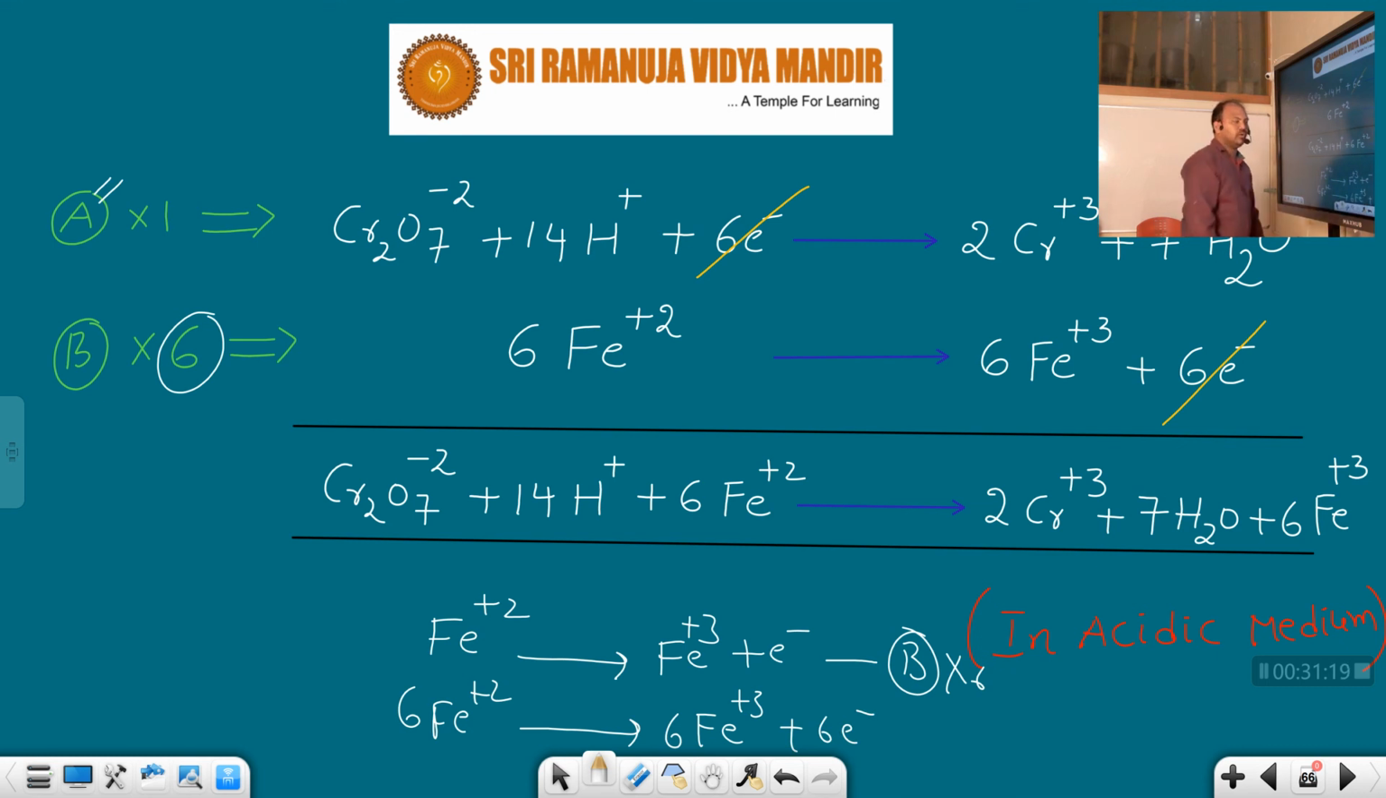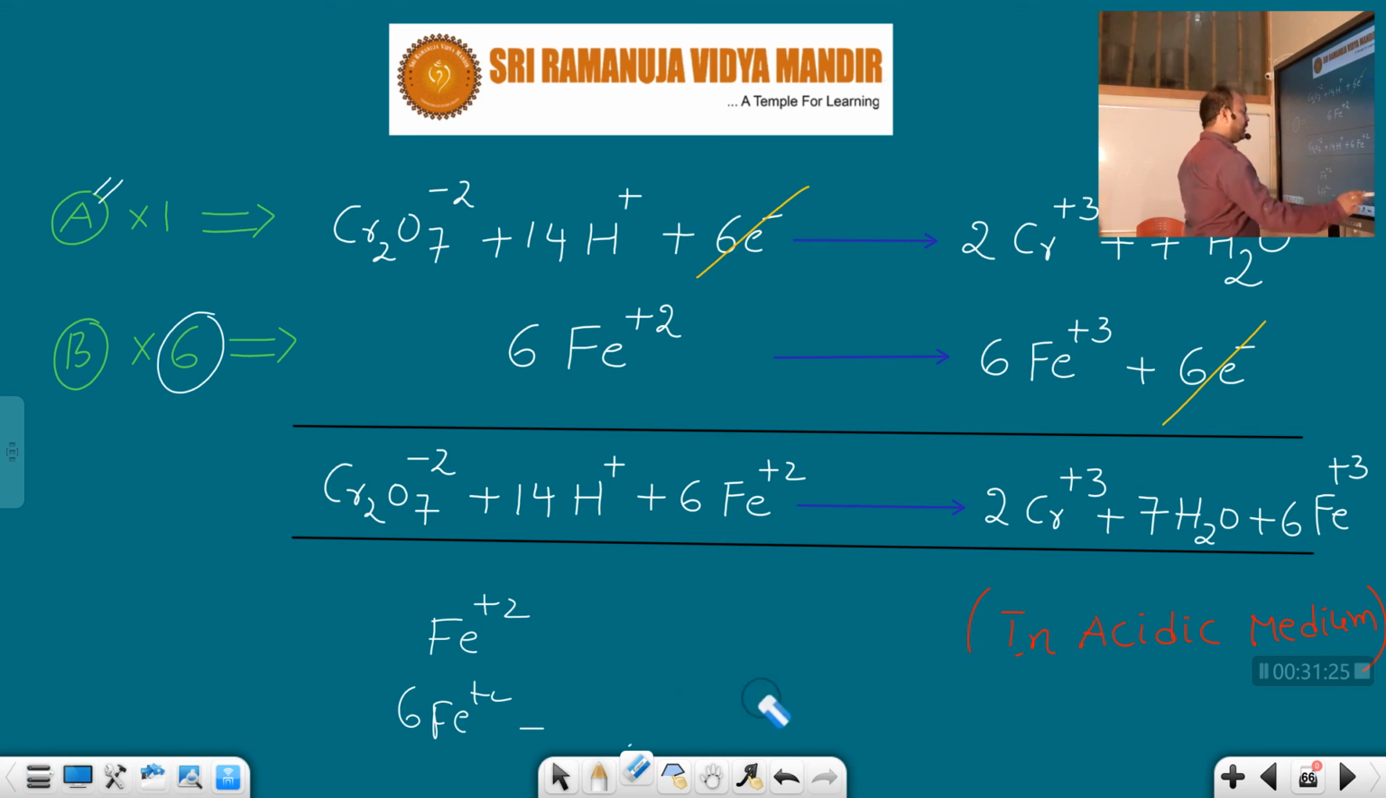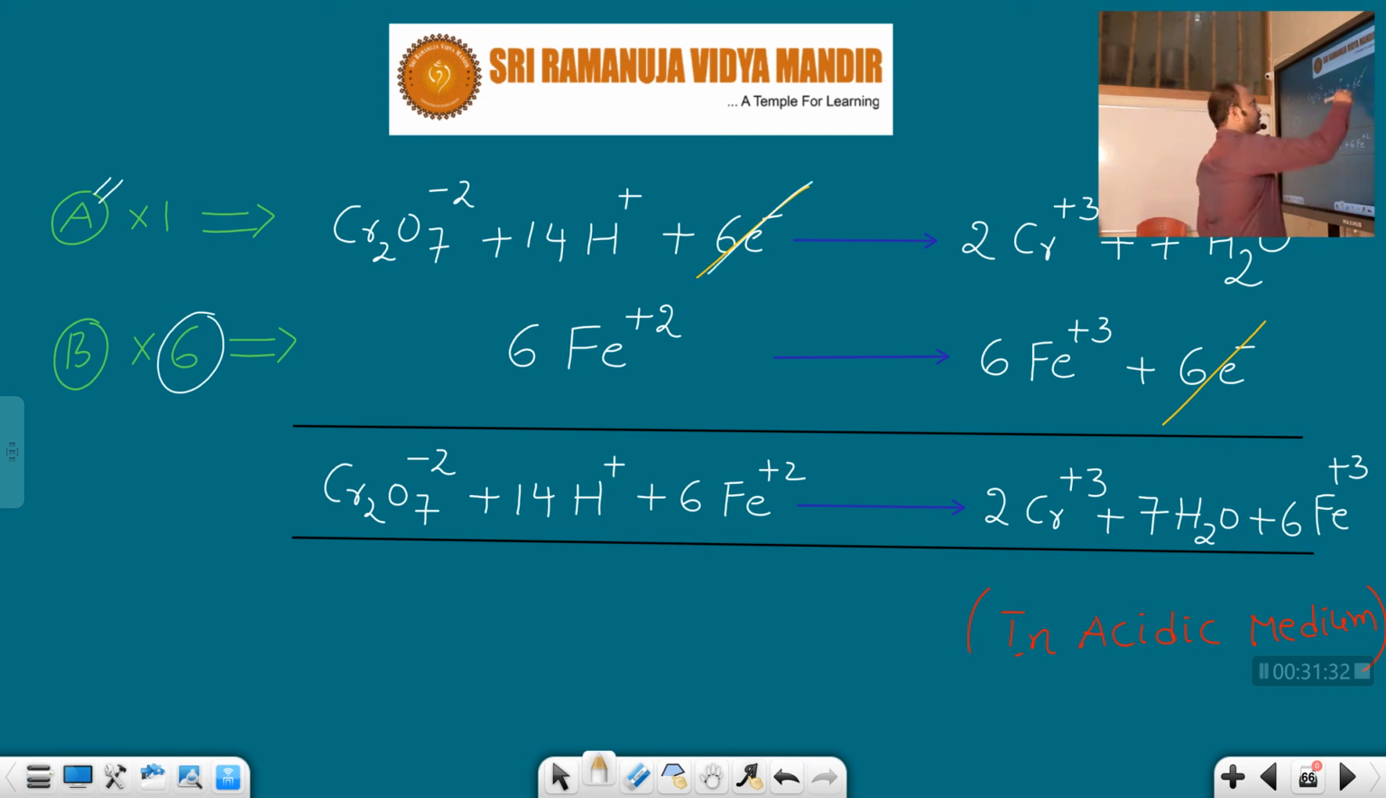If you are balancing like this, what will happen? Electrons are cancelled out with each other. We neutralize the electrons; that is the purpose of multiplying like that. So here 6 electrons and here 6 electrons are cancelled out. Am I correct or not?